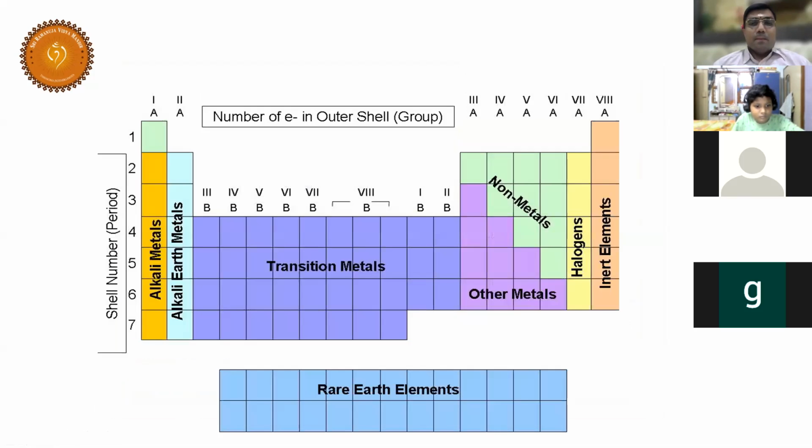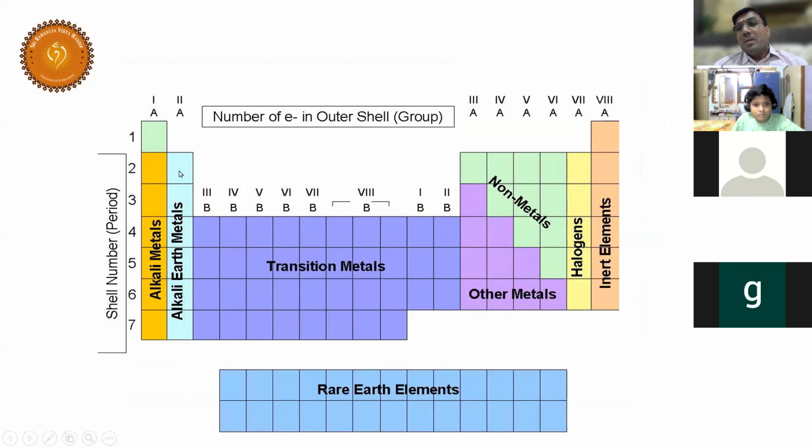Sir, I have a doubt. Yes, please. Representative elements are S and P, D is transition metal, and the down one is rare earths. Rare earths means F block elements. Again, I'll explain.